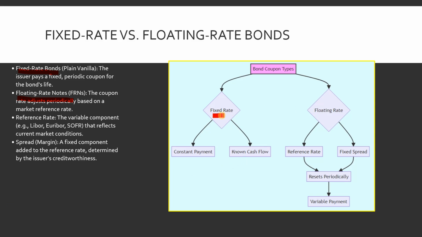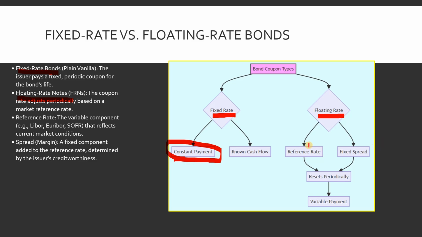Now look at the chart, which breaks down the two main coupon types we discussed: fixed rate and floating rate. The fixed rate branch leads directly to constant payments, which you would continuously get. So the cash flow is known in this scenario, simple and predictable.